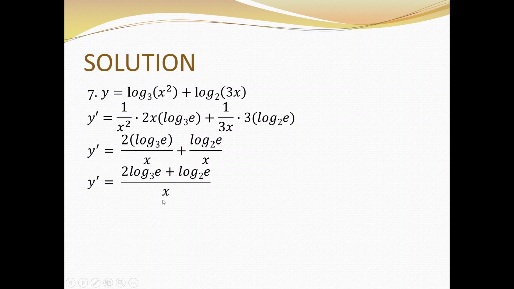So we can express that our denominator here is x. Then for the numerator part, this is simply the sum of 2 log of e to the base 3 and log of e to the base 2. So our final answer for the first derivative of y is 2 log of e to the base 3 plus log of e to the base 2, all over x.